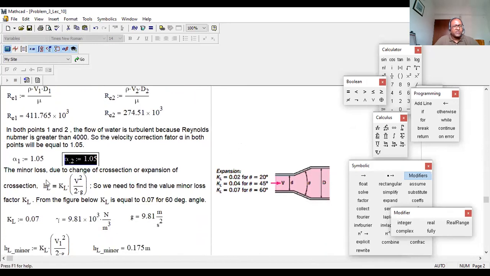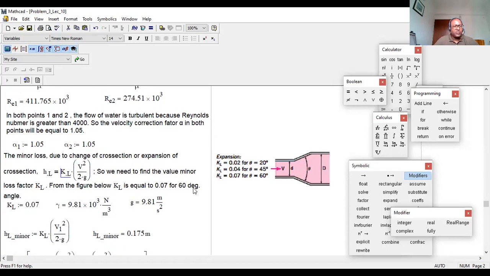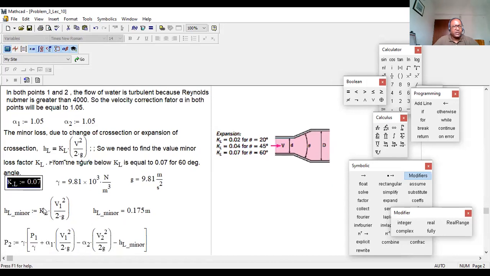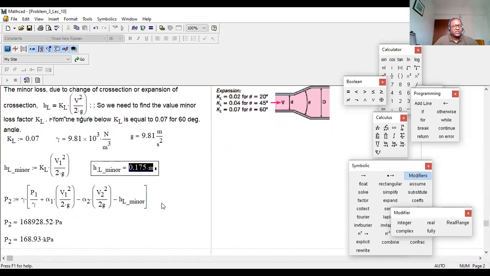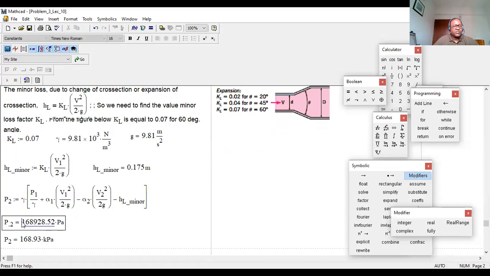So for minor loss, this is the formula. Now, how will you get the value of KL? You see, the angle formed is 60 degrees, 30 plus 30 is 60 degrees. From the sheet I already showed you, you get KL equal to 0.005. So you figure out the minor loss, 0.0175. So after all the data, you put it over here, then you get the value of P2.